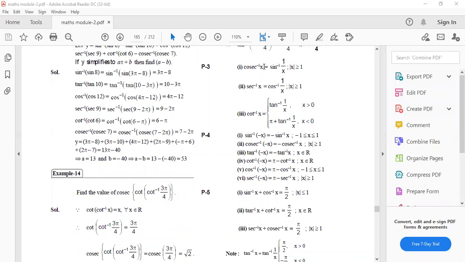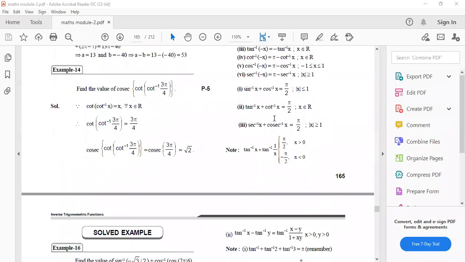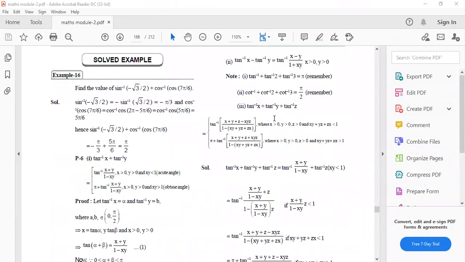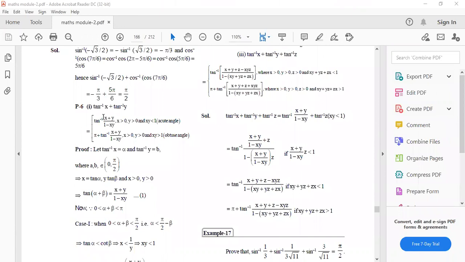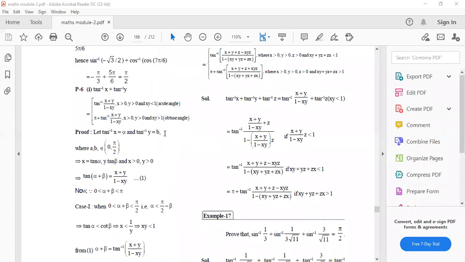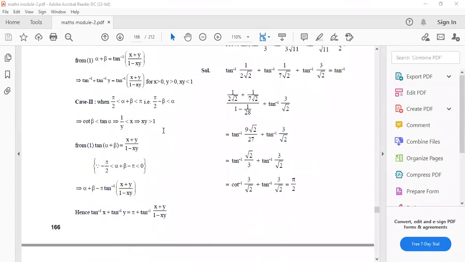From the textbook. Are we done with property 3? Property 4, property 5. Are we done with them? Property 6. The first formula for property 6, are we done with it? When xy is greater than 1 and xy is less than 1. First formula in the property 6.